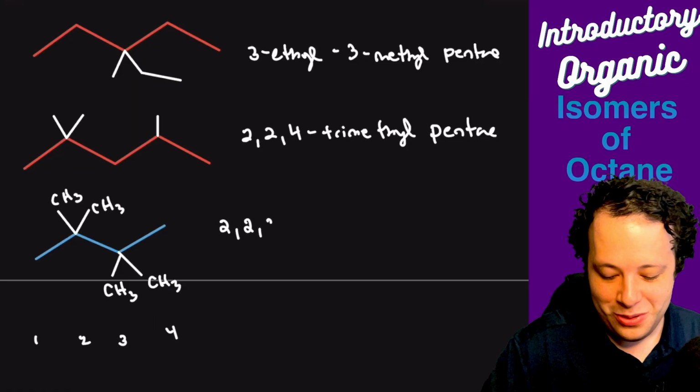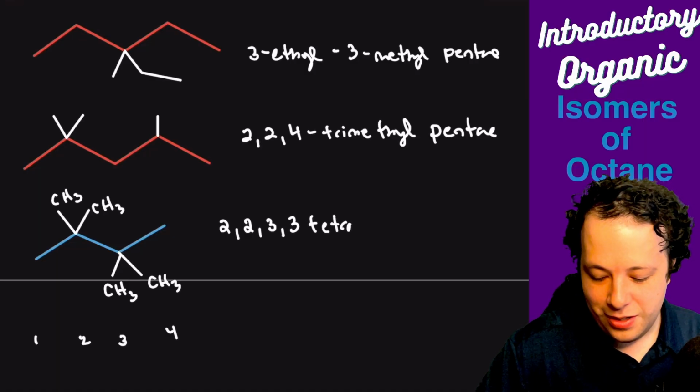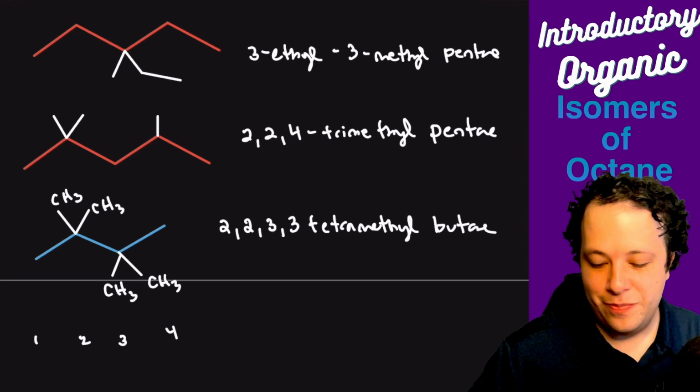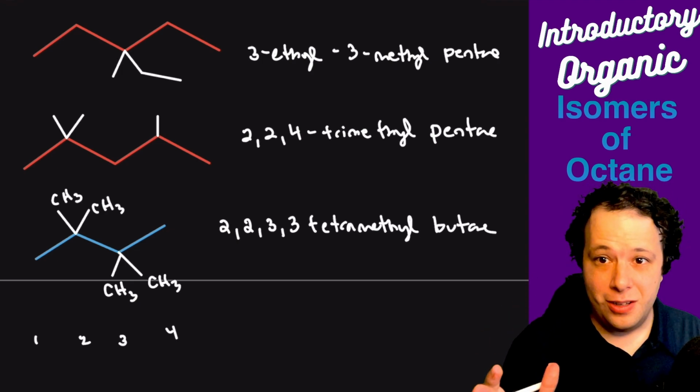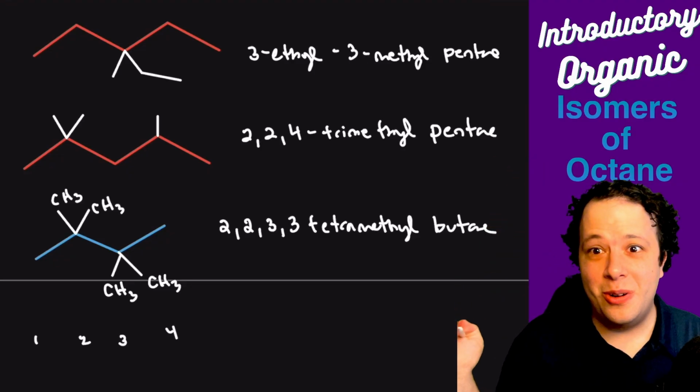Well, we would do 2,2,3,3-tetramethylbutane would be the structure. And that's how you can find all of them. So let's list them all out, so you have a one stop shop for all the different structures.